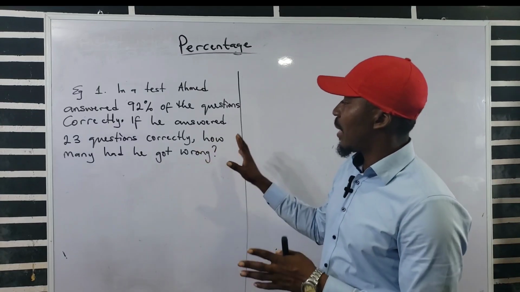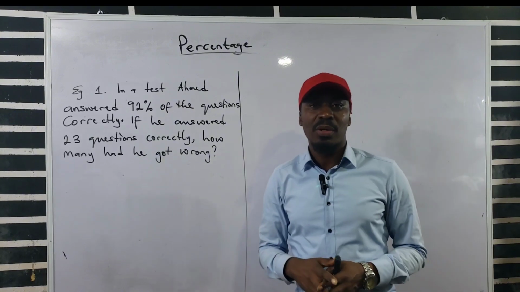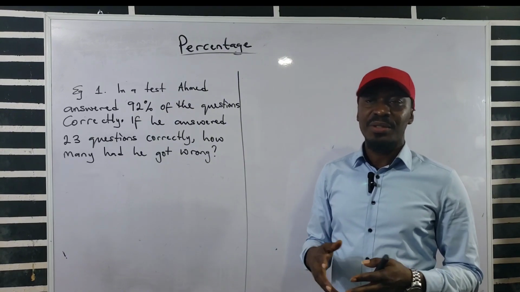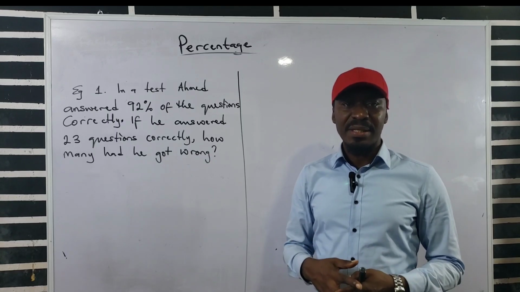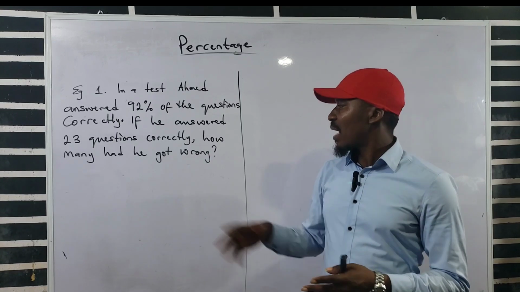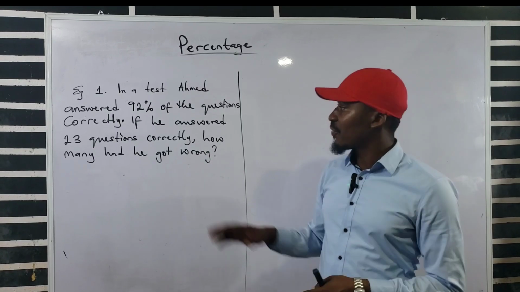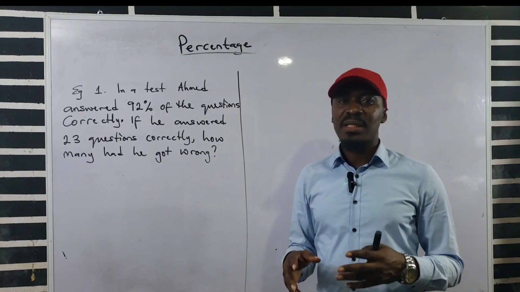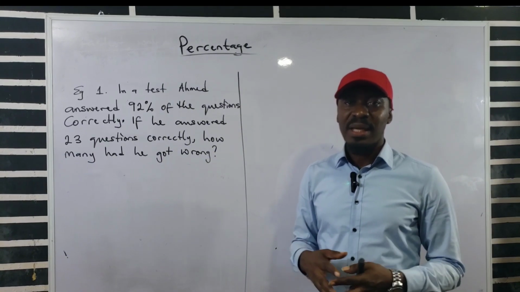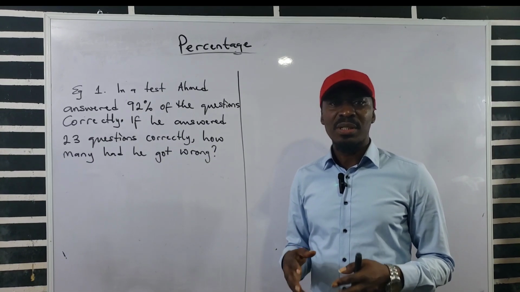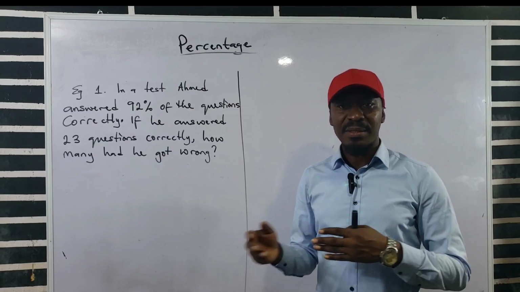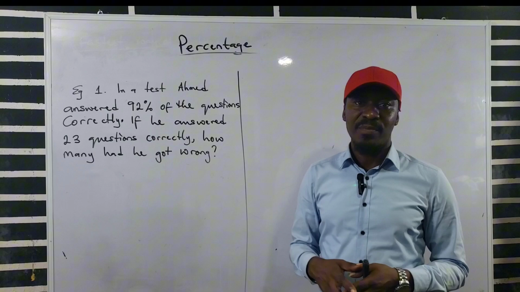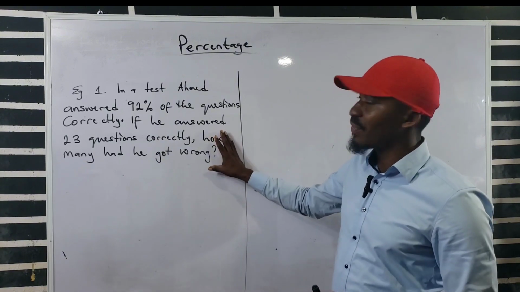So the example you are seeing on the board is a question that requires reverse percentage. Okay, so there are different ways you can solve this. If you look at this question very well, you will notice that we can actually use the percentage increase and decrease to solve this problem. How can we solve this problem?